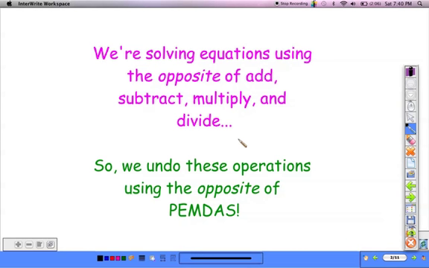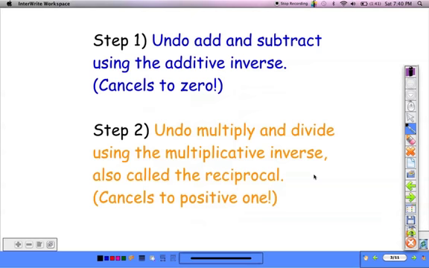We're going to be solving equations using the opposite of add, subtract, multiply, and divide. Normally, when we think of order of operations, we do all of our multiplication and division before we do our add, subtract. But remember, when we're solving equations, we're doing the opposites. So therefore, we also do the opposite of our order of operations. So we're going to undo our add subtract first using the additive inverse, and then we're going to undo our multiply divide using our multiplicative inverse.